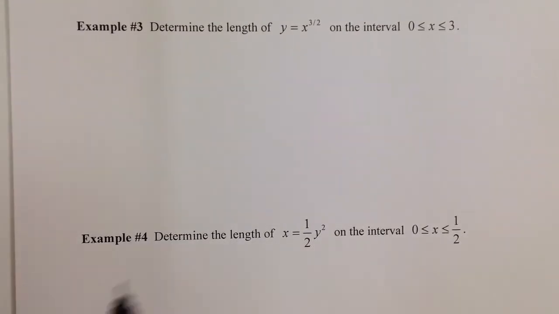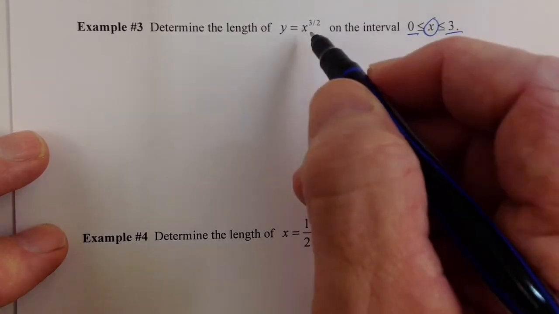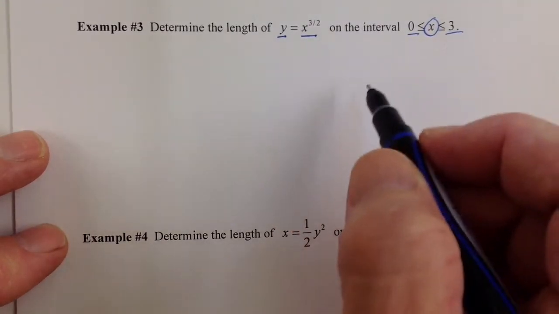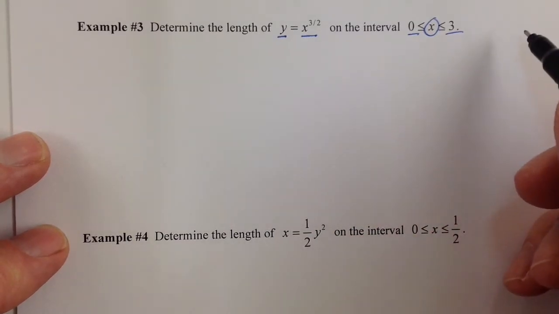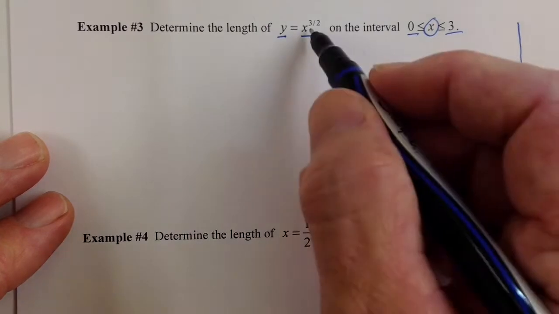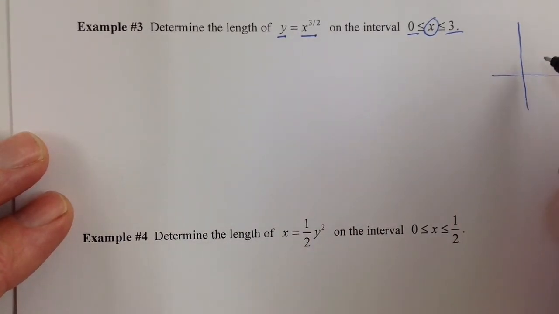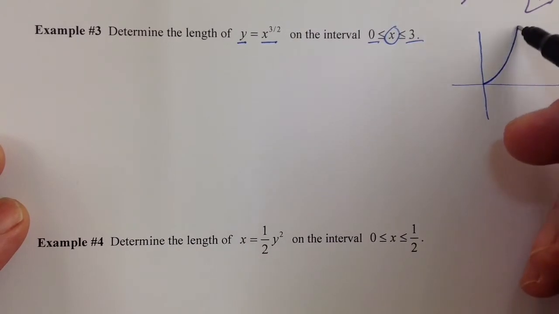Example 3, we can see, and I was going to check this. X goes from 0 to 3, and y is a function of x. So we're good. We don't have to worry about anything here. We can easily draw this picture. That's one of those functions in your red packet. We know that x to the 3/2 looks like this.